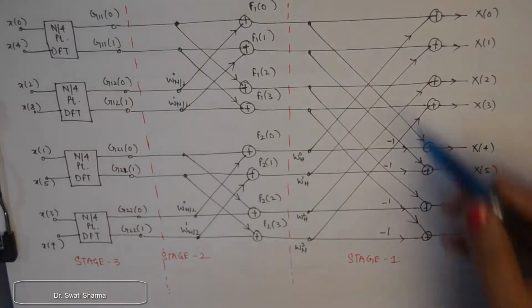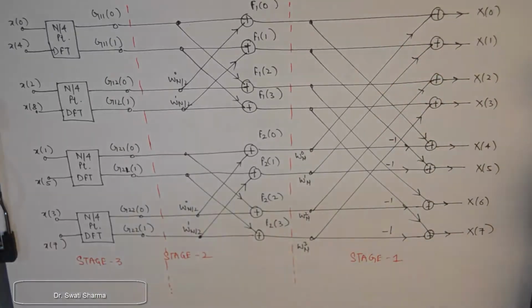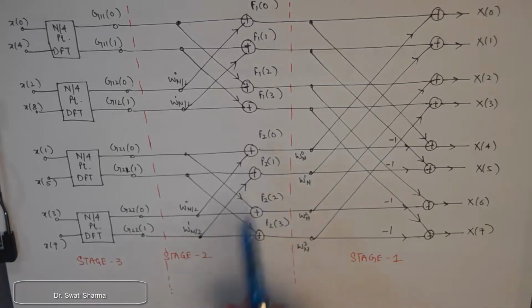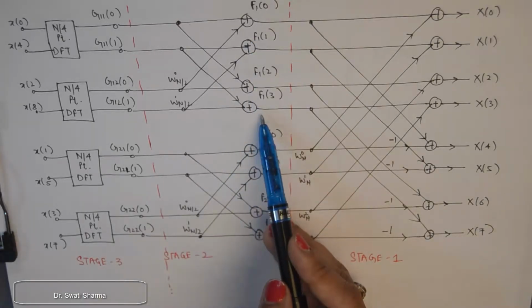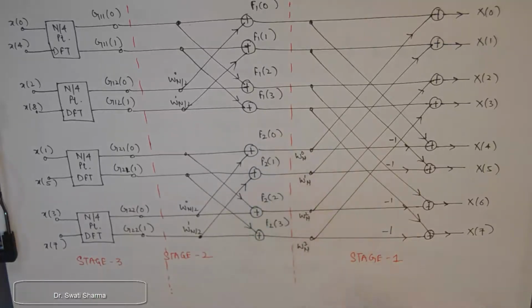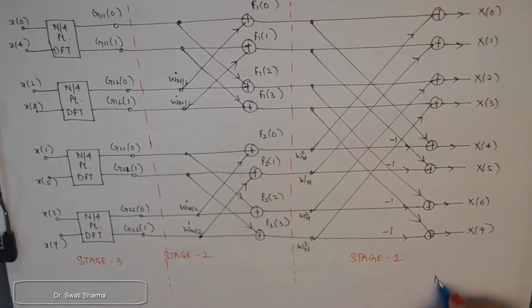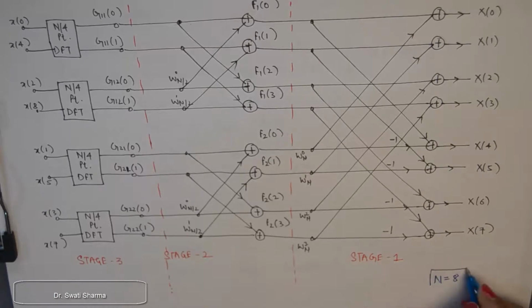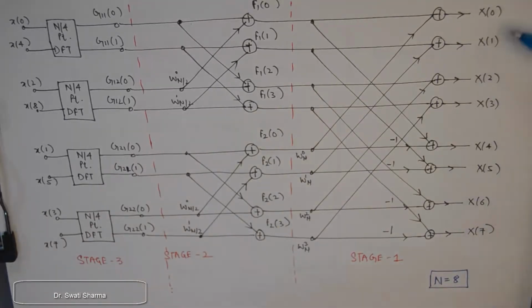So this was the stage 1, where the sequence x of n was decimated into 2 sequences of length n by 2 each. One sequence was f1 and the other sequence was f2, and please notice that we are working for n equal to 8. So when n is equal to 8, we have 8 samples to start with, and we'll go on decimating the sequence until I have a small sequence of length 2.